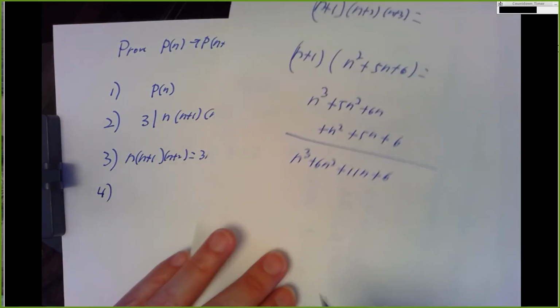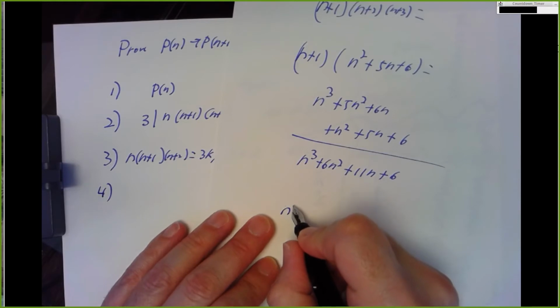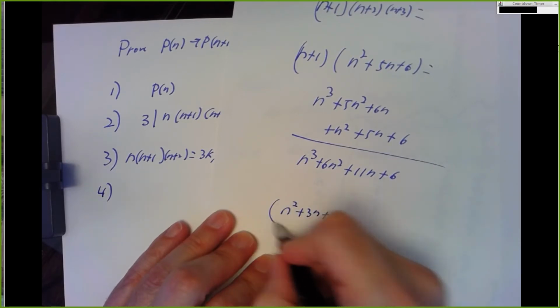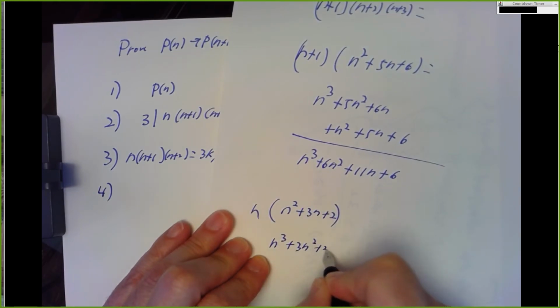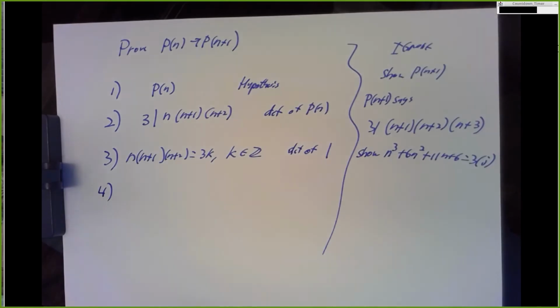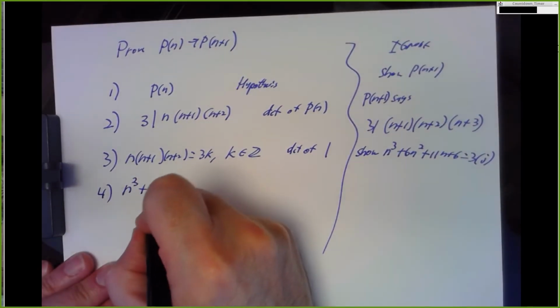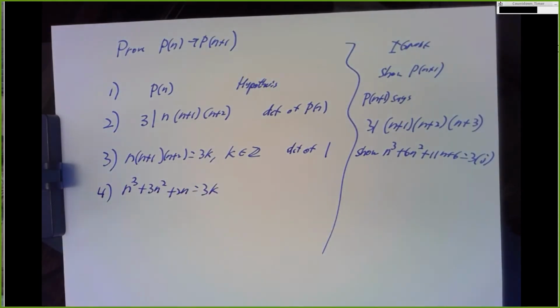So n times n plus 1 times n plus 2 is going to be n squared plus 3n plus 2 times n. So this is going to be n cubed plus 3n squared plus 2n. So we know for a fact n cubed plus 3n squared plus 2n equals 3 times k.